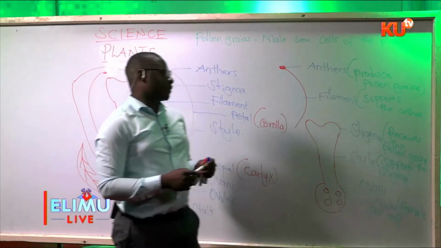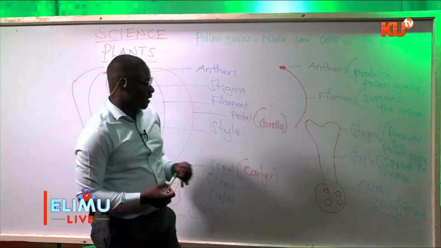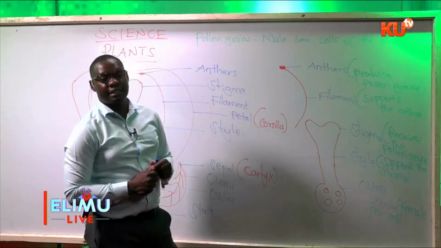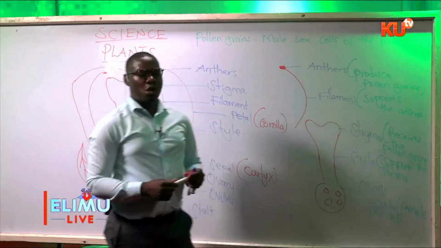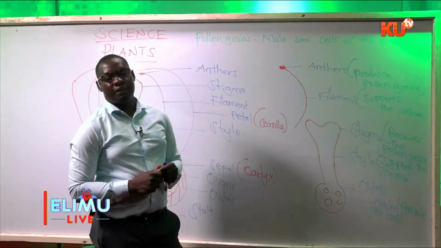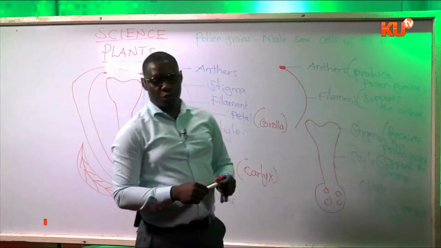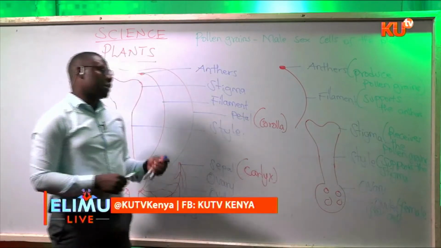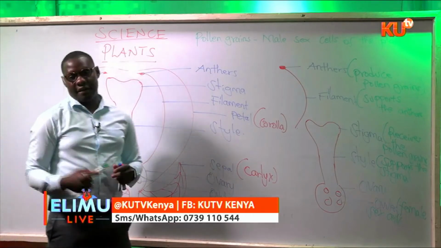So it is the pollen grains, the sex cells of the male, and the ovules, the sex cells of the female, that will join. Then we have the ovary, which keeps the ovules, and it develops into a fruit after fertilization. That is the male parts of the flower and the female parts and their functions.